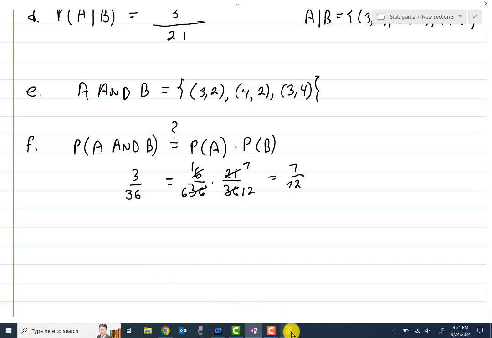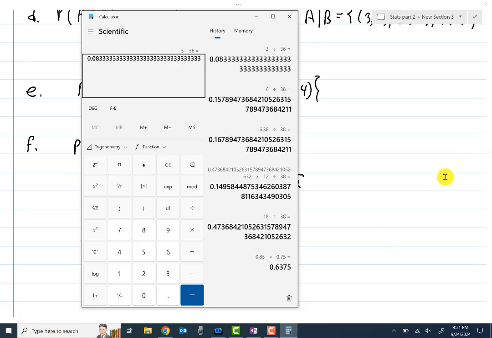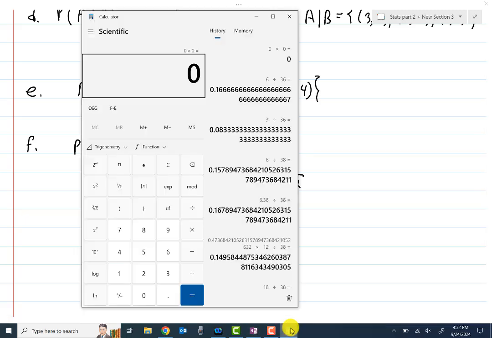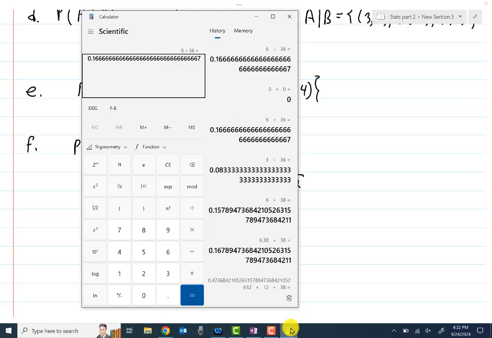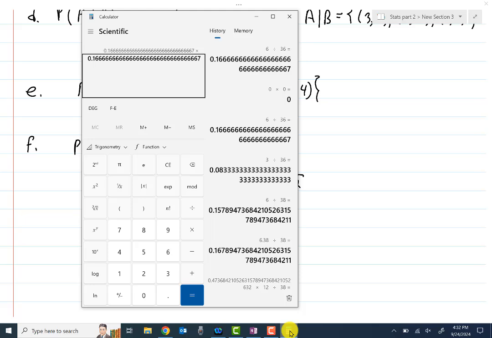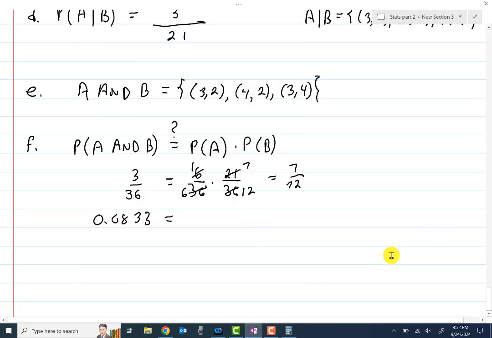If instead I use the calculator, which I'm assuming most people will do, I'll do 3 divided by 36. I get 0.08333, so 6 divided by 36, enter, times, let's see what that other thing is, 21 over 36. 21 divided by 36. 0.0972222. So you can see, since these things are not equal to each other, they are not independent.